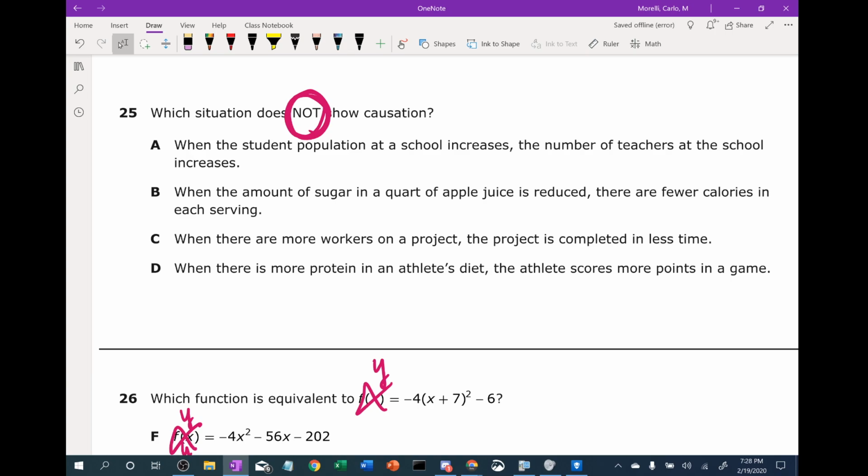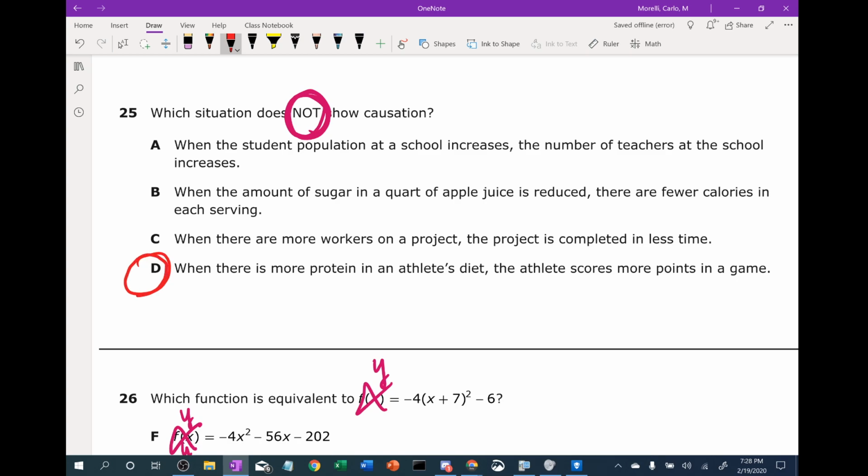And then letter choice D, when there is more protein in an athlete's diet, the athlete scores more points in a game. Now, it might be true that protein is good for athletes, okay? But it doesn't cause athletes to score more points. So number 25, the correct letter choice here is D.